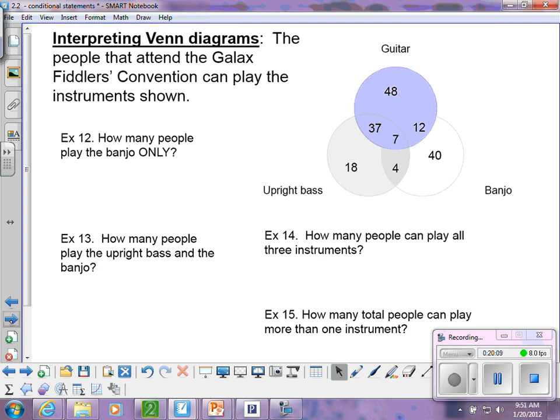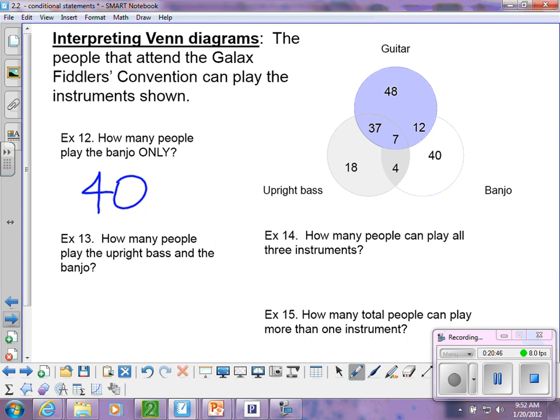Okay, we're going to interpret this Venn diagram. The people that attend the Galax Fiddlers Convention can play the instruments shown. So we have the guitar, the banjo, and the upright bass. Who knows what it means if they're intersecting? They can play both of them, right, or whatever. So if it's intersected and whatever's in the inside of it means it's true for both of them, okay? So how many people play only the banjo? Good, 40. You find the circle for banjo, and you want to find the number that's only in that circle.